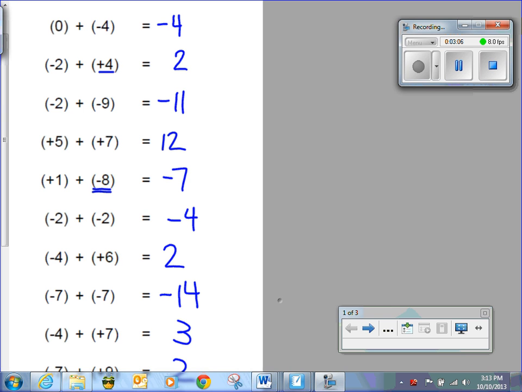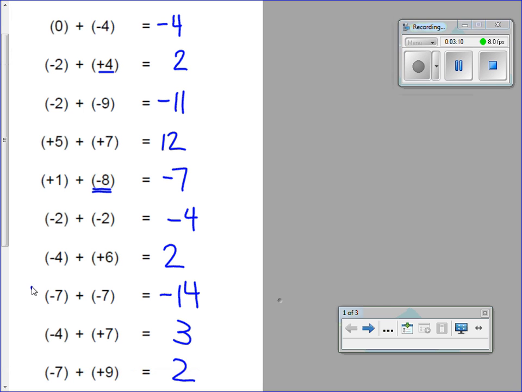Here are the answers to the final 5 of this set. We have -4, -2 plus -2 is -4, -4 plus 6 is +2, -7 and -7 is -14, -4 plus 7 is 3, and -7 plus 9 is 2.